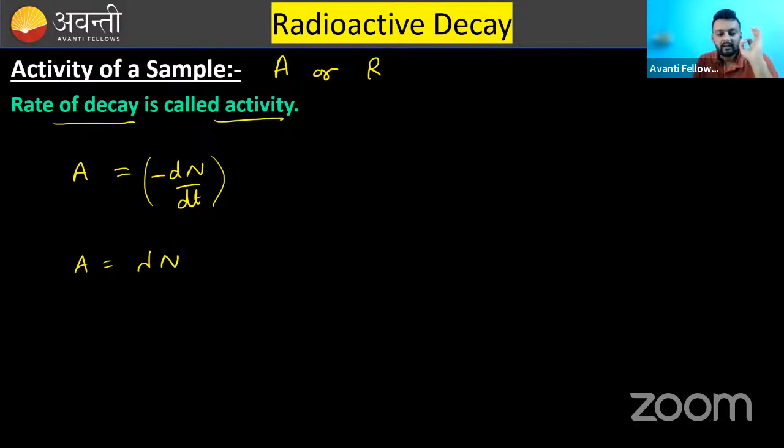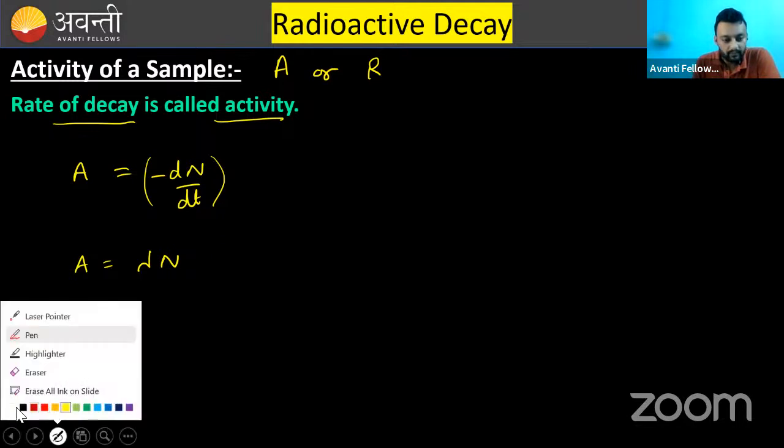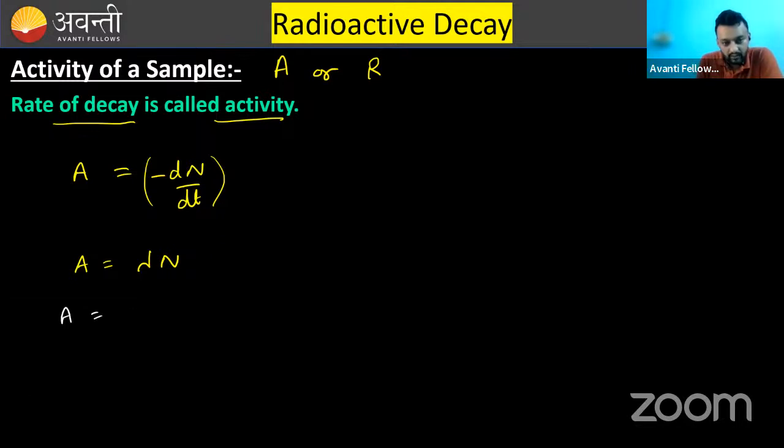Is it clear? What I have done, activity is what? Rate of decay. Rate of decay is what? dN over dt. And it is directly proportional to the number of nuclei present at that time. So lambda N. One thing more, we can place the value: A is equals to lambda N, N is equals to N naught e raised to the power minus lambda t, where lambda into N is the activity at time t. So lambda into N naught will be the activity at time t naught. So it will become A is equals to A naught e raised to the power minus lambda t.